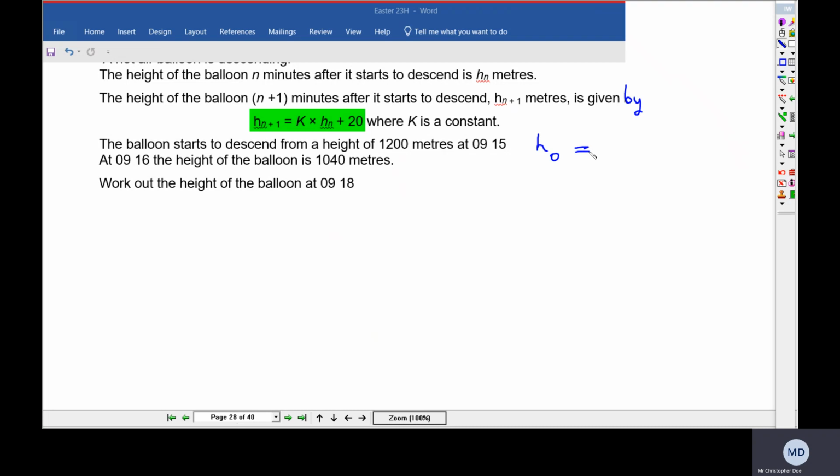I don't know what they do. But anyway, the balloon's going to go down. Don't know how, but it just is. What's the starting height of the balloon? 1,000. So that's h0. So if we were to use our formula, then we're going to say h1 equals k times h0 plus 20. I don't really get the plus 20 bit, but anyway, I'm not worried about that.